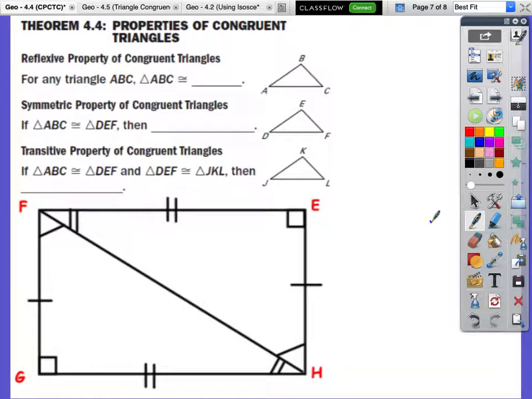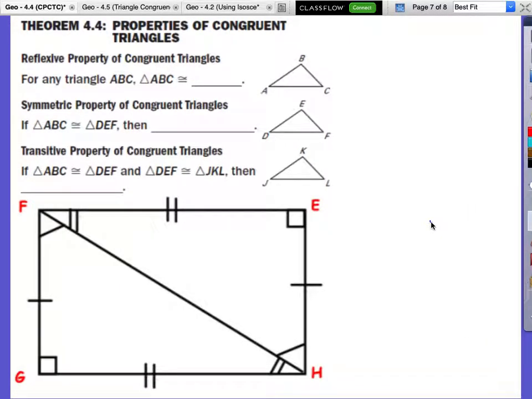Okay. So reflexive property of congruent triangles. Well, I think you might know what this means. What's reflexive property mean? It's the same thing. It's not flipped. It's the same exact thing. So triangle ABC is congruent to triangle ABC. It's congruent to itself. Well, that makes sense. Something would be the same measures as itself. Okay, or in this case, the same size and shape.